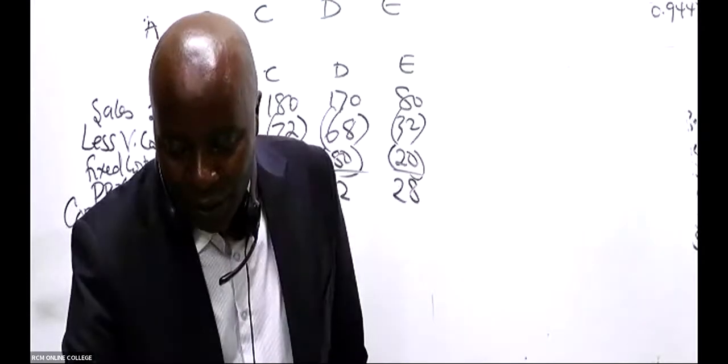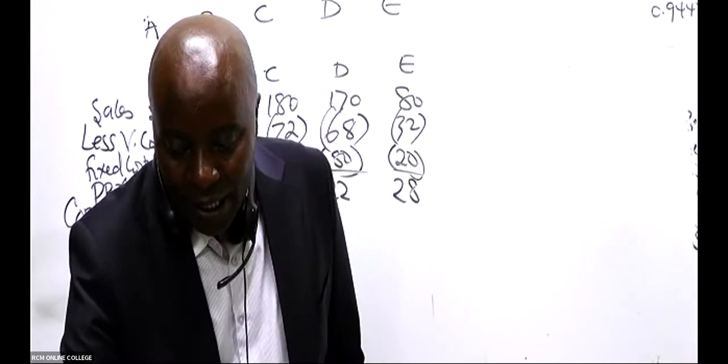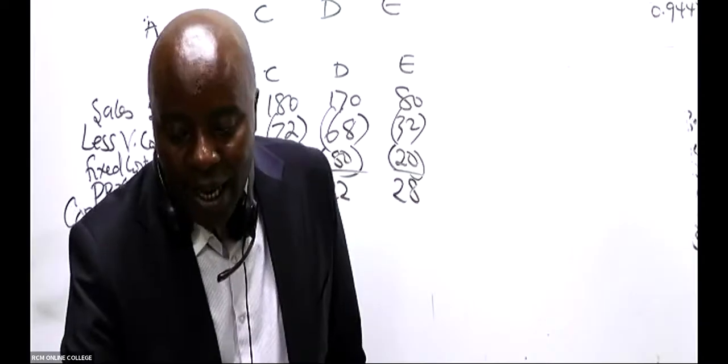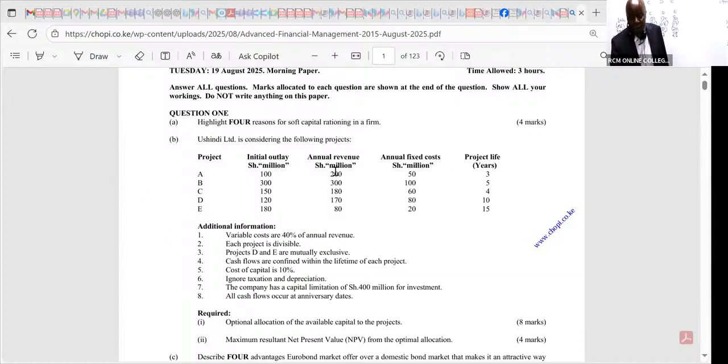So remember, ladies and gentlemen, these are regular. These are annuities. Where are the annuities? Because you can see evidently they're giving you the name annual revenue, annual fixed cost. That should tell me that this is a question of annuities. So for A, I can see the number of years are 3, isn't it?